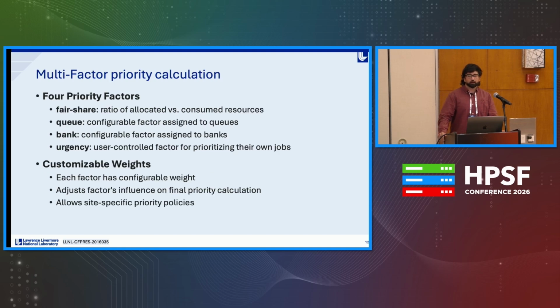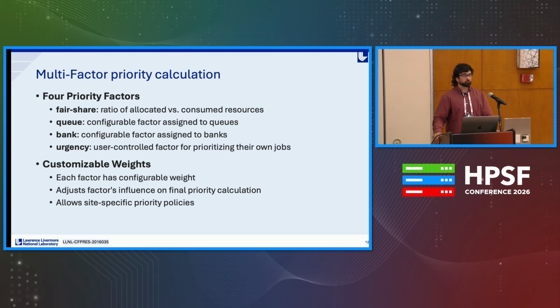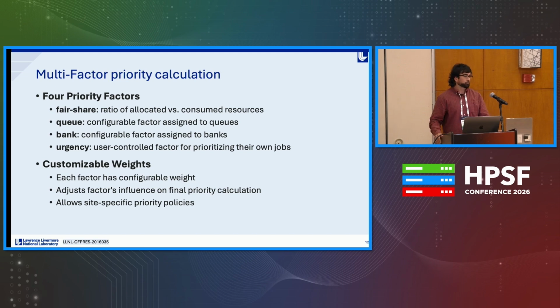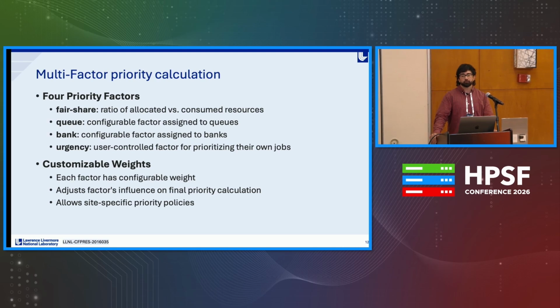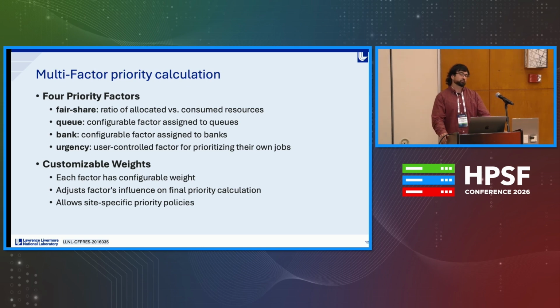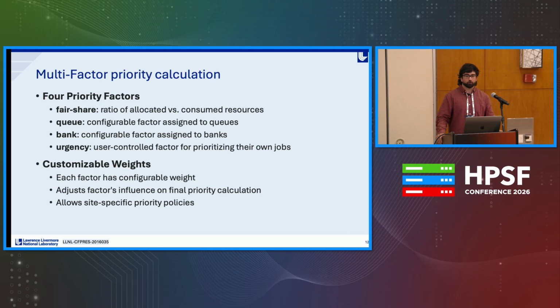This actual priority calculation is based off a number of different factors. Fair share, which is just the ratio of how many resources you were allocated versus how much you actually consumed. The queue or the bank that you're submitting your job under. This might change depending on how more or less important your bank or your queue that you're running your job is. And then urgency, which is a self-controlled factor where a regular user might be able to decrease the priority of their own job, or if you're a super admin user, you can decrease or increase the priority of your own job.